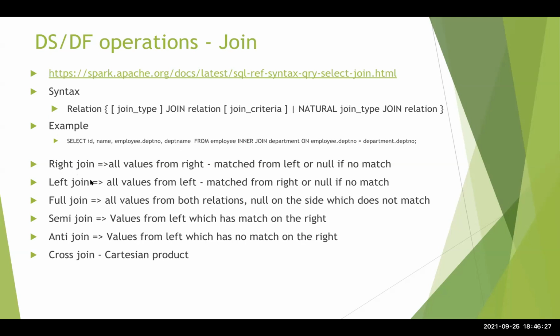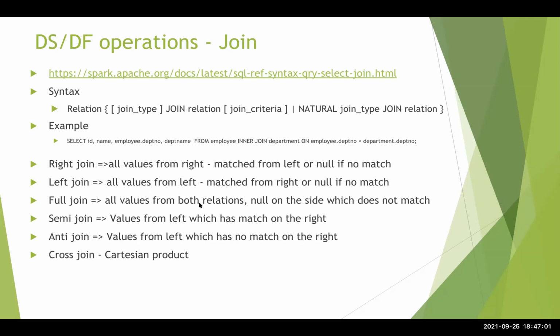Inner join I already covered. Another one is right join. It has values from the right, matched from the left, or null if no match. So when you join, you have left hand side and right hand side. If you do right join, all the values from the right, everything will come from the right, matched from the left, or if the records are not matching on the left, then it will come as null. The left join, same: all values from the left, matched from the right, or null if no match.